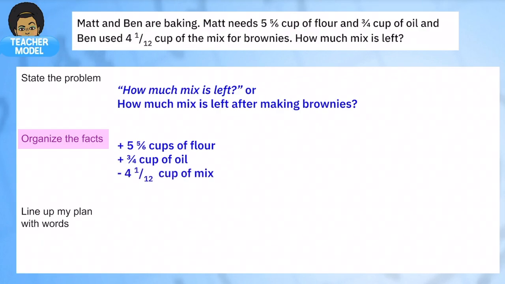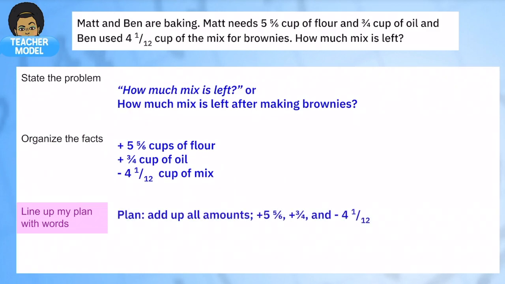So looking at those three values, we know what we're adding in. I have those listed as positive numbers and what is taken out as a negative. And here's our plan. We're going to add up all three of these amounts. I'm going to express them all as one expression, 5 5/6 plus 3/4 minus 4 1/12.